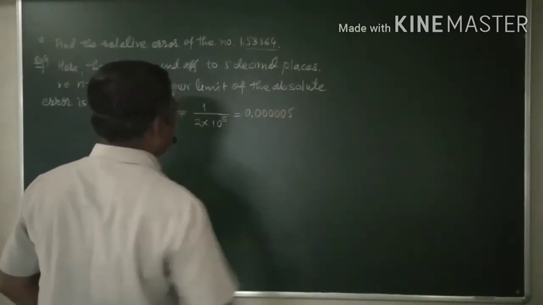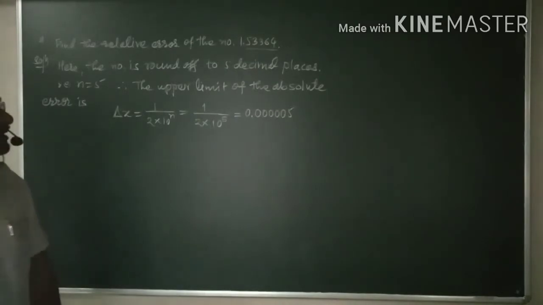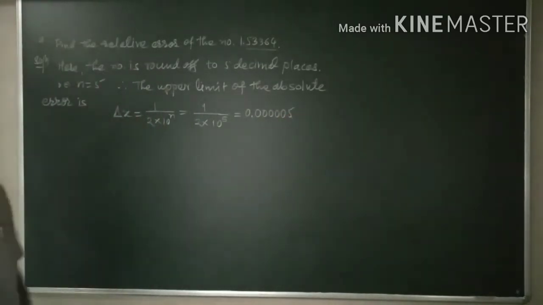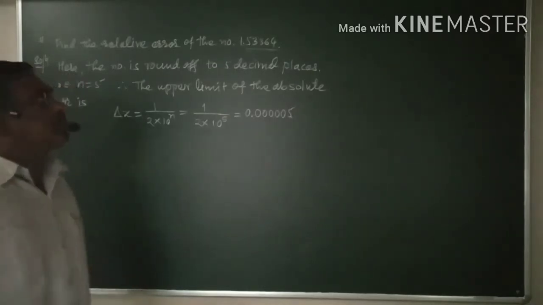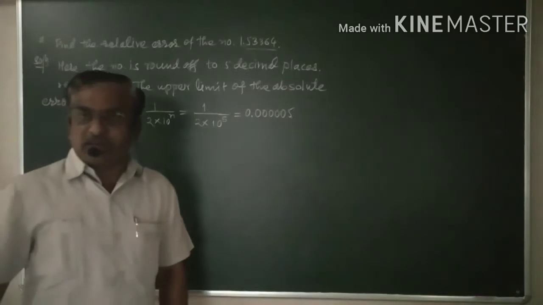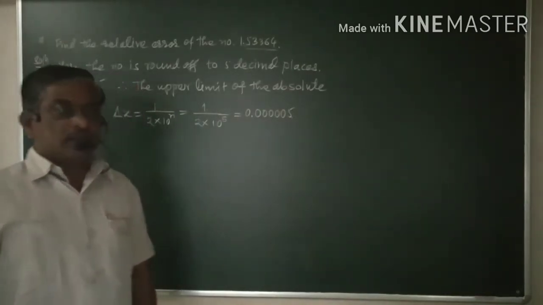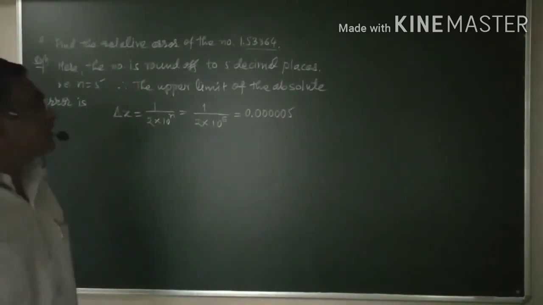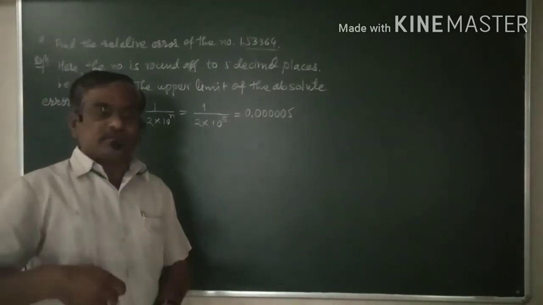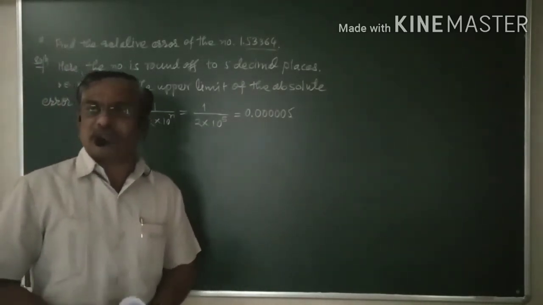0.1234 and then 5. Well, this is what you have, the upper limit for absolute error. See, why do we need to find this one? Because to find the relative error, I need to find the absolute error. And to know absolute error, what is the definition? Absolute error means the absolute value of the true value minus the approximate value, modulus of x minus x dash.